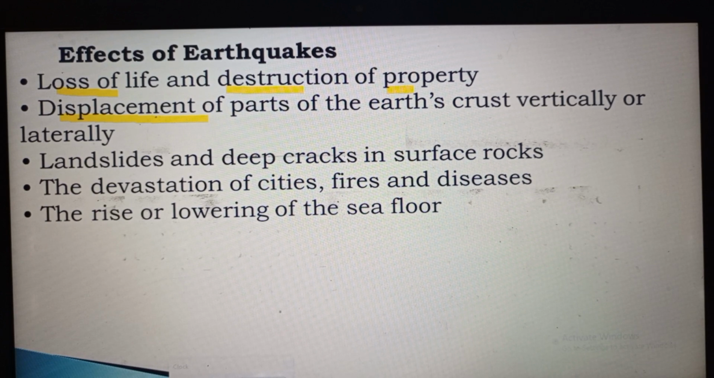So this is displacement of parts of the Earth's crust, vertically or laterally, maybe vertical or horizontal. The displacement may be upwards and downwards, or horizontally moving from one place to another. And also landslide. Landslide is an effect of earthquake. Deep cracks in the surface of rocks, and also devastation of cities because of earthquake, fires, and diseases, and also the rise or lowering of sea floor. Rise or lowering of sea floor is one of the effects of earthquake.